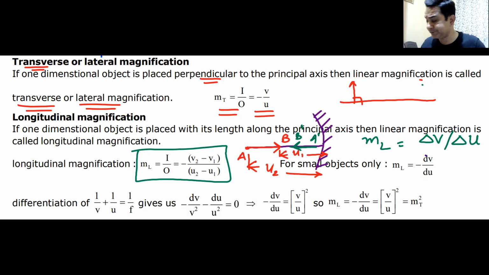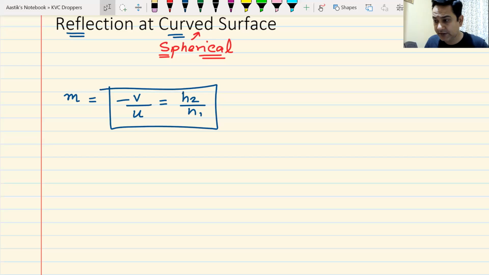Have you noted it down, beta? Yes, sir. Then let's move on. Now, this magnification that we had seen, we are going to call it transverse magnification, MT. Do we understand this? We have already seen its formula. What we are discussing here is the longitudinal magnification, ML. Do we understand this? Yes or no?